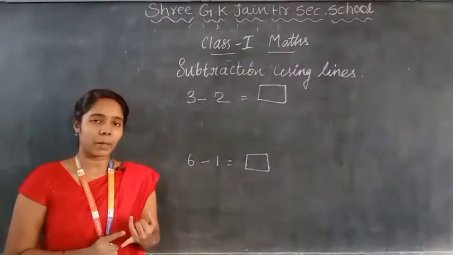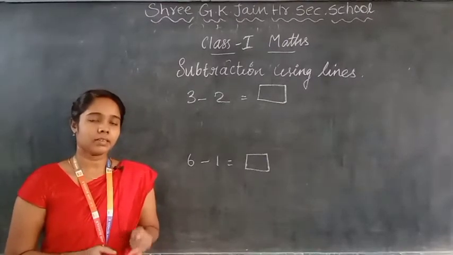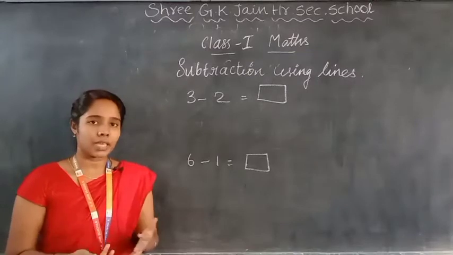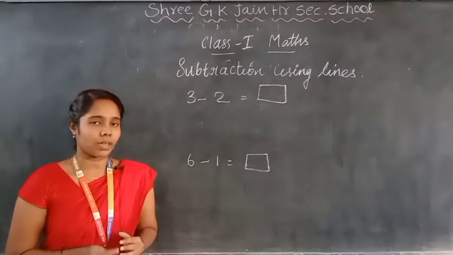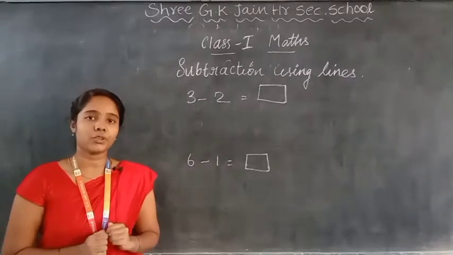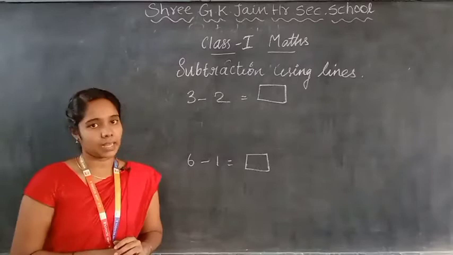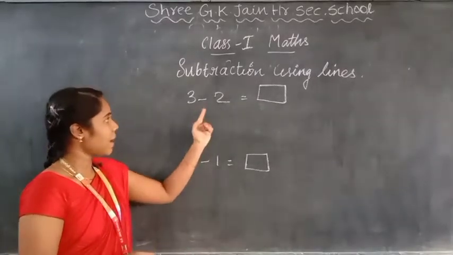Now that we have completed subtraction using circles and subtraction by striking, we are going to see straight into the numbers without any pictures or objects. That method is called subtraction using lines. We are going to do the subtraction by using lines. Now shall we look at the number? What is the number? 3 minus 2.